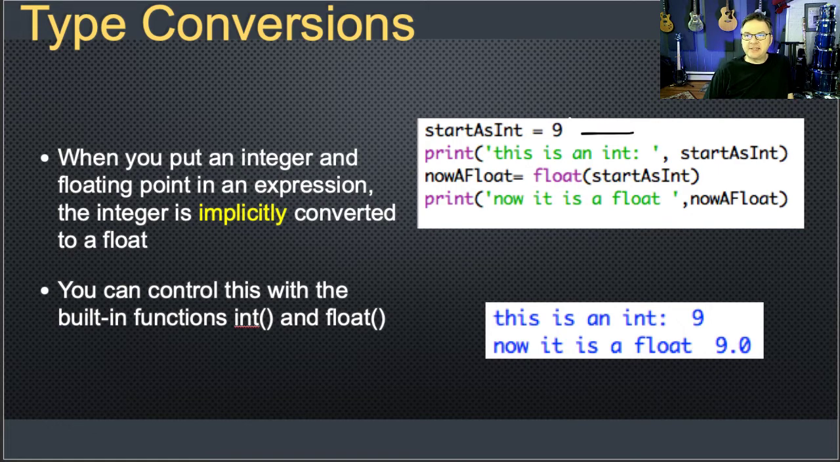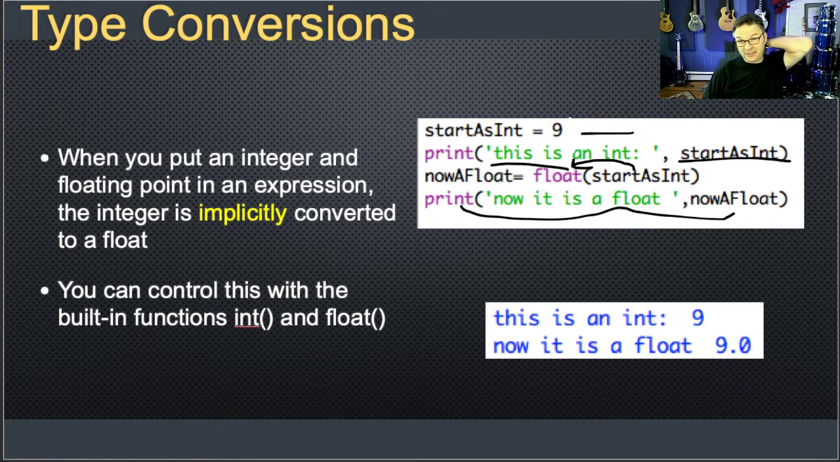So we say this is an int, 9, right? That's what start as int has the value 9. And then we're going to convert it, right? We're going to pass this integer of 9 to a function called float, right? And then we're going to pass that float to here, right?